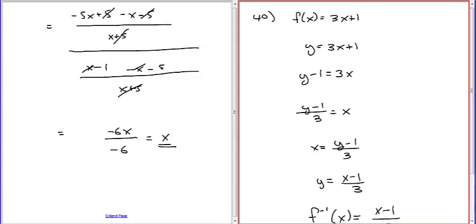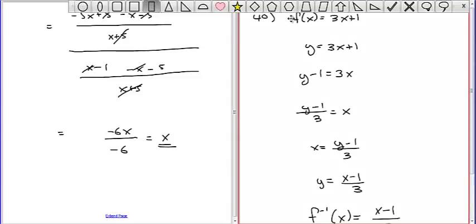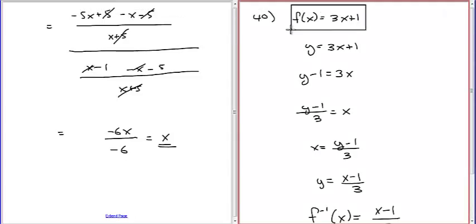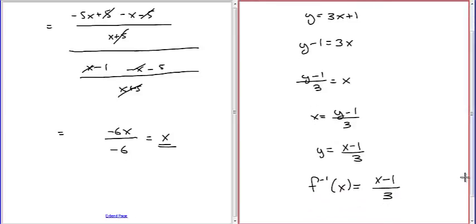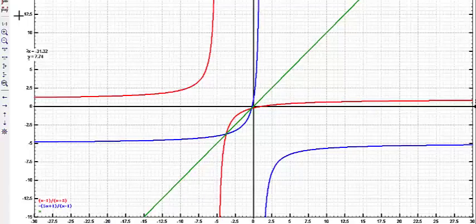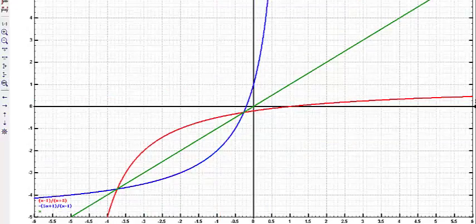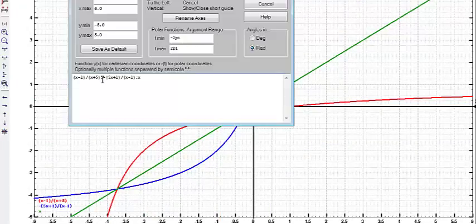So that's the original function here, and down here we have the inverse function. Now we're going to plot those two. So let's go to the graphing program and go back to standard zoom. Put in our original function, which was 3x plus 1.